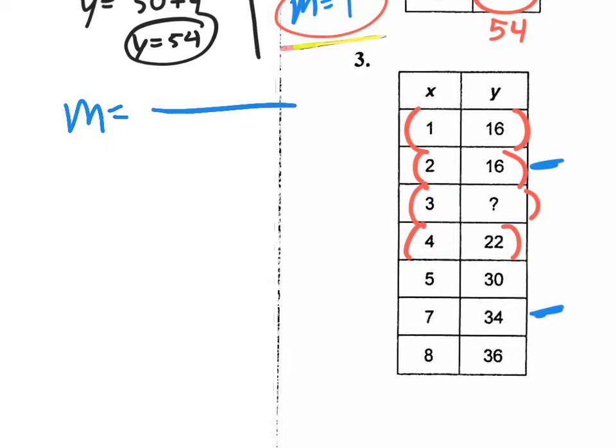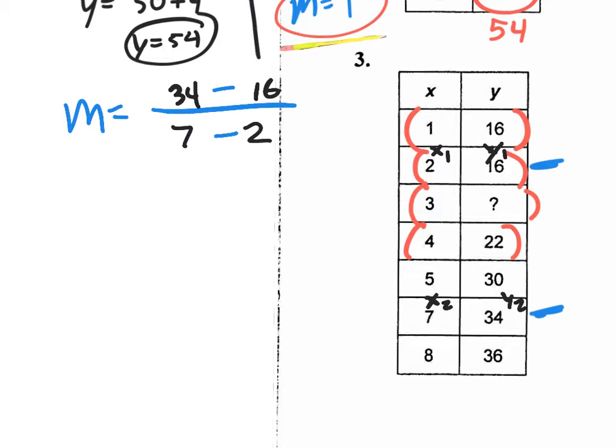m equals y2 minus y1 over x2 minus x1. And if you're wondering, if you're using the second point, we're going to call that the first point that we're using, (x1, y1). And the second to last, we'll call that (x2, y2). All right, so we're going to go y2 minus y1, which is 34 minus 16. And then over x2, 7, minus x1, which is 2. And that's specifically using the second point and the second to last point.